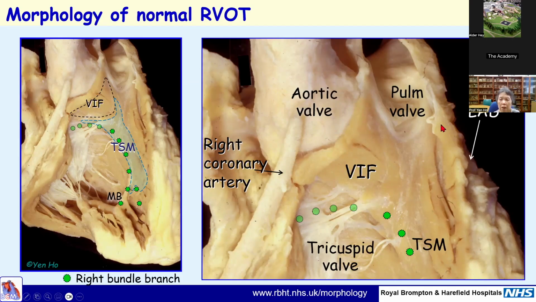So in other words, the pulmonary valve and tricuspid valves are well separated apart. There's no fibrous continuity between the two valves, and hence the pulmonary valve is supported entirely by this infundibulum or cone-shaped muscle, funnel-shaped muscle in the right ventricular outflow tract. And note here, just behind here, is the course of the left anterior descending coronary artery already.